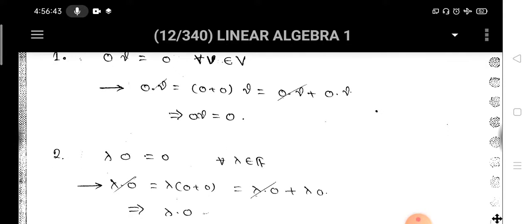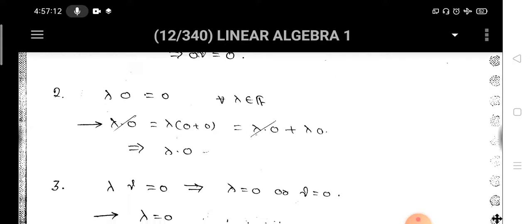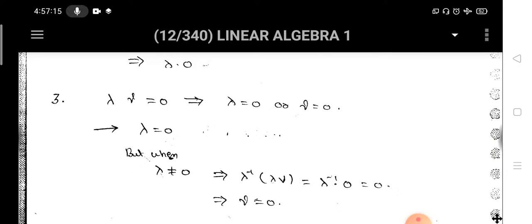Now coming to the second property, it says that if you multiply the 0 vector by any scalar from the field, then you are going to get back 0 only. It is again easy to prove because lambda into 0 can be written as lambda into (0 plus 0). Now that is equal to lambda into 0 plus lambda into 0. Now from cancellation laws you can easily get that lambda into 0 is equal to 0. So this is how we can prove it.